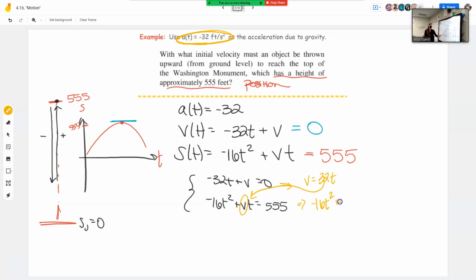negative 16t squared plus 32t squared equals 555. It's pre-calc, kids. 16t squared is equal to 555. My t, I need the positive time. I don't want the negative time. That doesn't make sense. I want the positive time moving forward from after the throw, which is going to be the positive square root of 555 divided by 16.